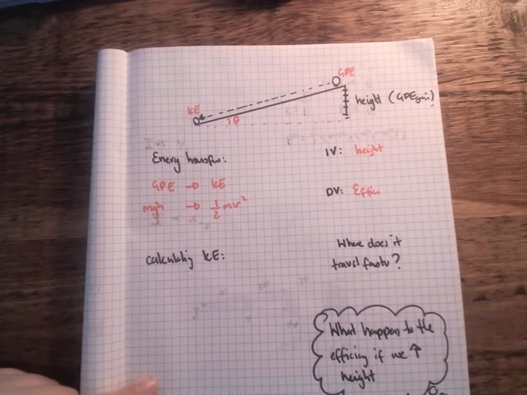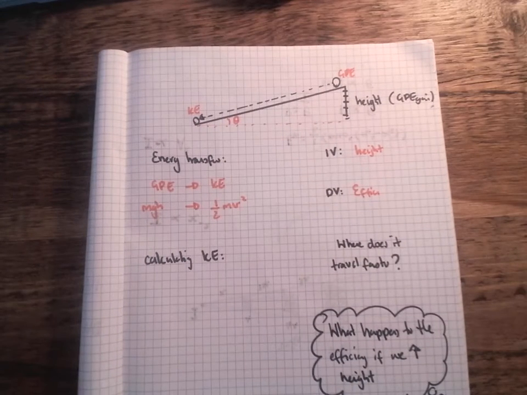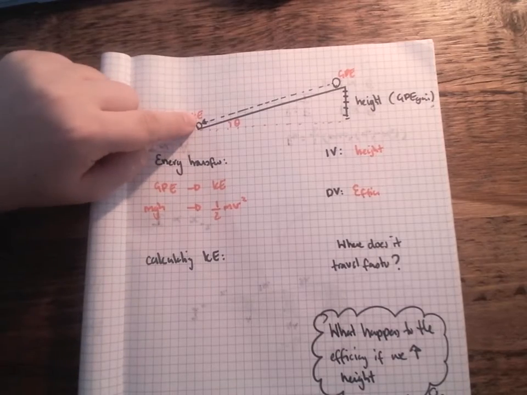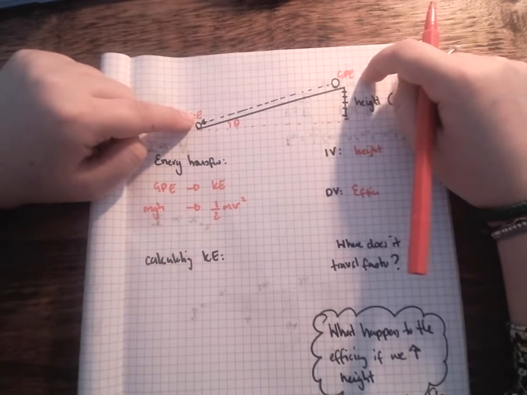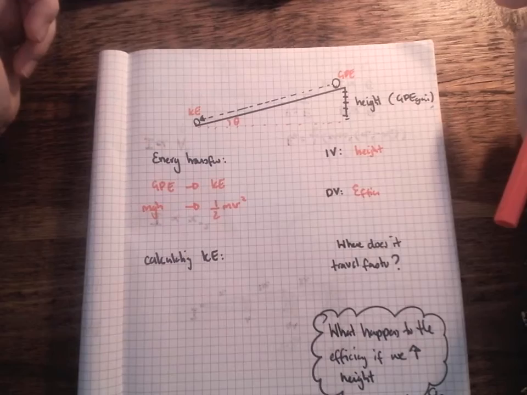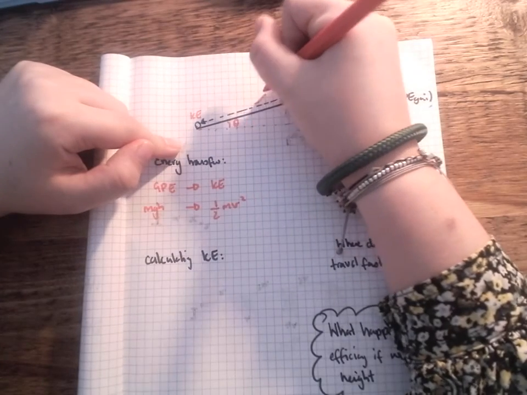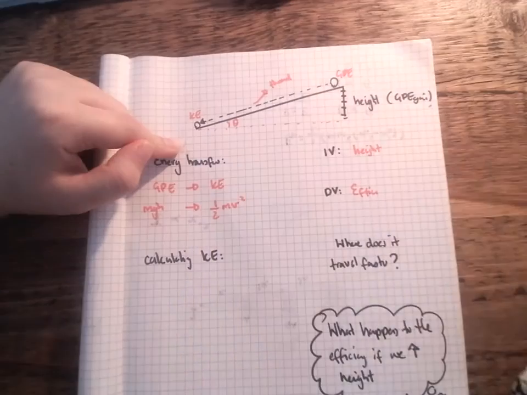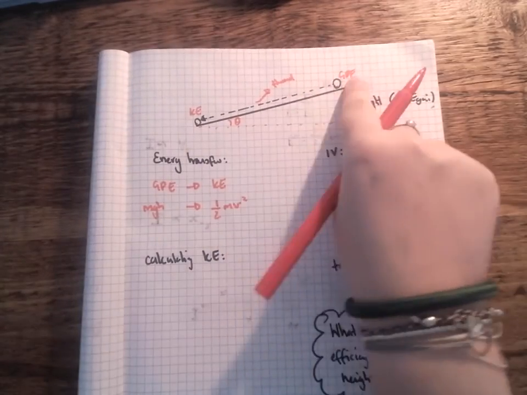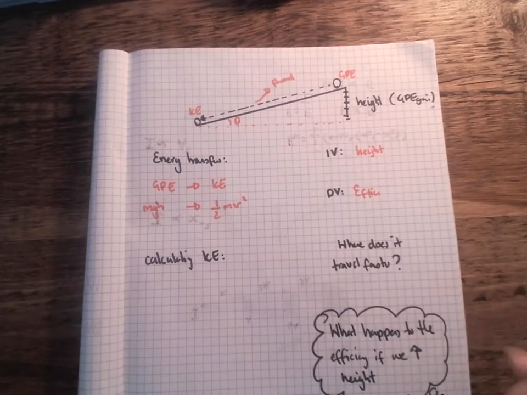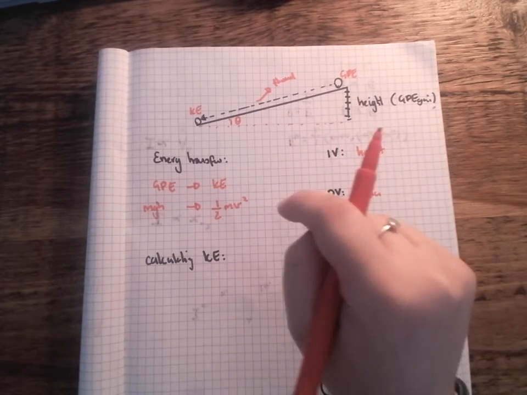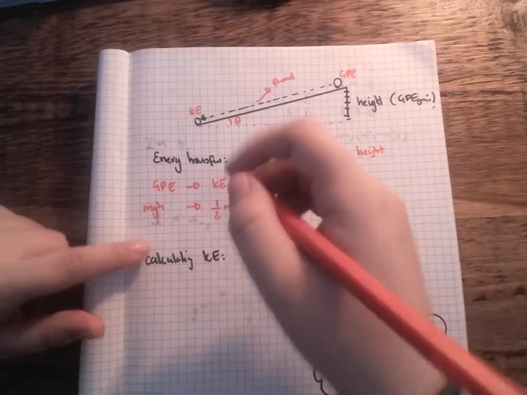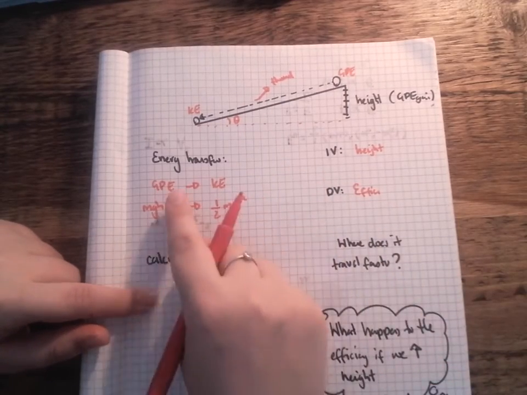Now if this was fully efficient, my KE down here should equal my GPE up here, but that isn't always the case. Again, we have some thermal coming from the friction and the air resistance. We also maybe have some sound as it rolls down as well. So it isn't going to be 100% efficient. So we have to use that efficiency equation of the useful divided by the input. So we're going to be doing KE divided by GPE.